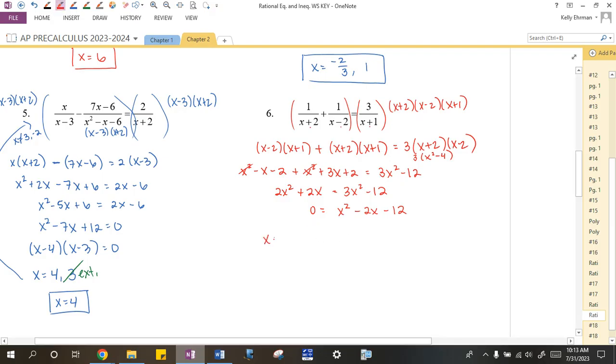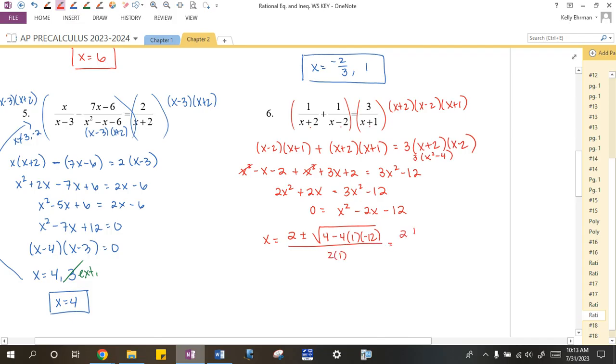So, x equals opposite of b, positive 2, plus or minus, square root of, negative 2 squared is 4, minus 4 times 1 times negative 12, all over 2 times 1.